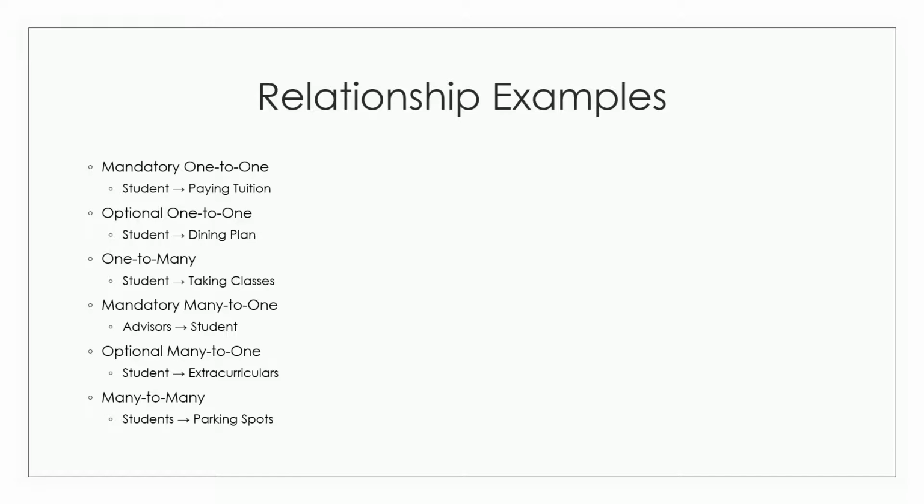Next, each KSU student is assigned one or more specific academic advisors in a mandatory many-to-one relationship, as each KSU student must have at least one advisor, but may have more than one. For example, as an IS student, I believe we have 3 advisors we can choose from. Conversely, the extracurriculars at KSU represent an optional many-to-one relationship, as many students may join a specific extracurricular activity, but they are not required to.